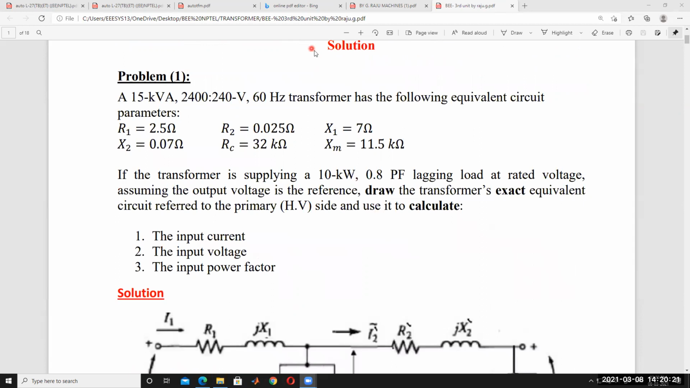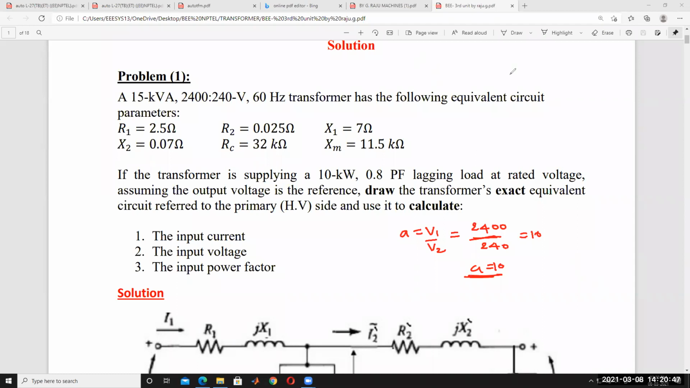So what is A here? A is the turns ratio. A is equal to V1 by V2, or N1 by N2. So 2400 by 240. How much is A? A is equal to 10.